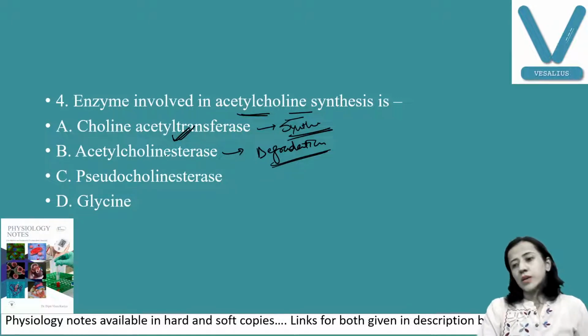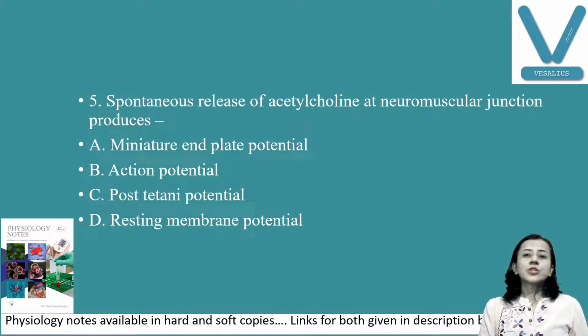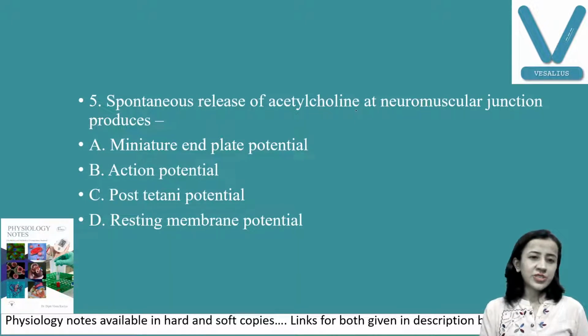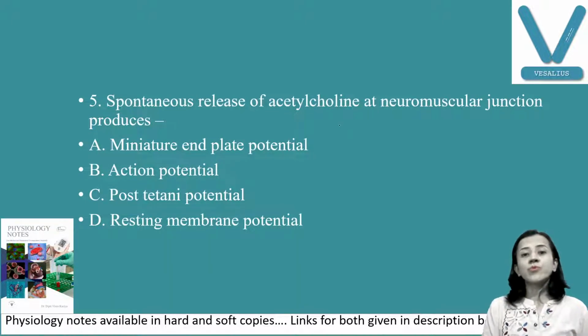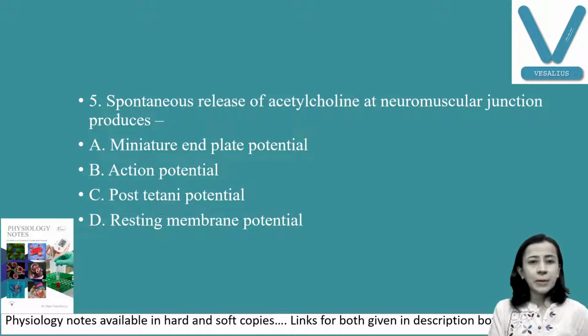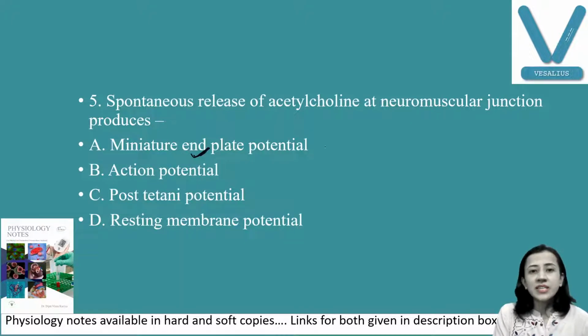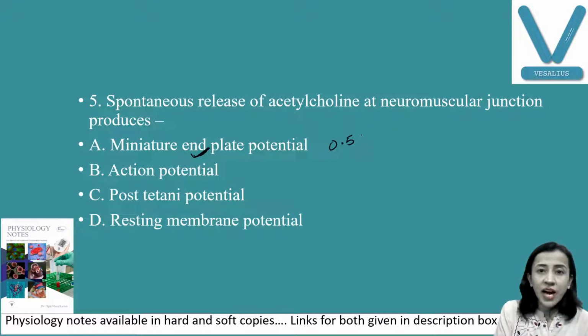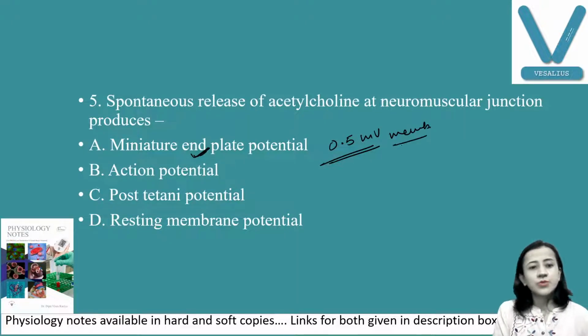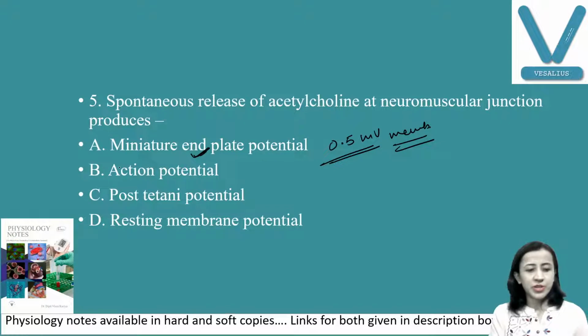Okay. Next is spontaneous release of acetylcholine at neuromuscular junction because of Brownian movement of exoplasm we discussed. What is produced? Miniature end plate potential, action potential, post-tetanic potential, resting membrane potential. Okay, and your answer is miniature. That is just change in 0.5 millivolt of the membrane potential. That is, it produces miniature end plate potential.